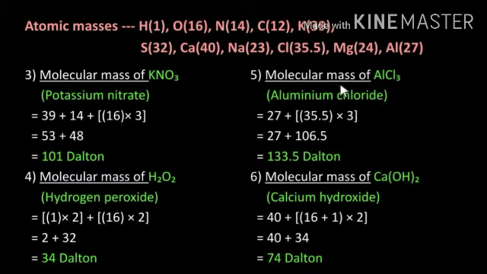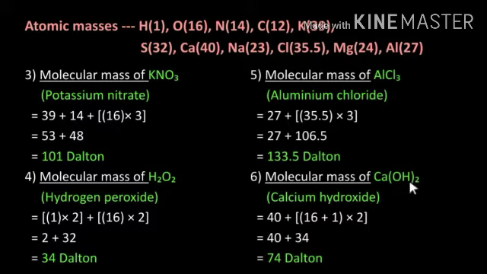Now the molecular mass of aluminium chloride, that is AlCl3. Again we will put the atomic mass of aluminium, which is 27 Dalton, plus Cl3, that means chlorine is taken for 3 times, that is 35.5 into 3. That multiplication will be 106.5 plus 27, that will be equal to 133.5 Dalton.